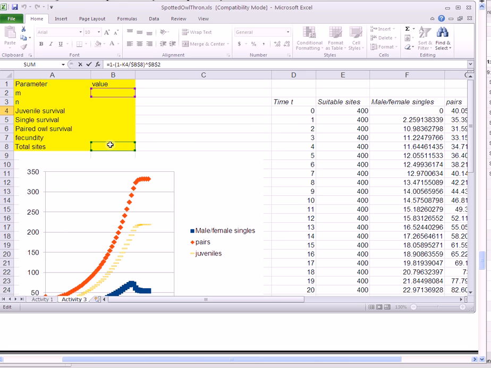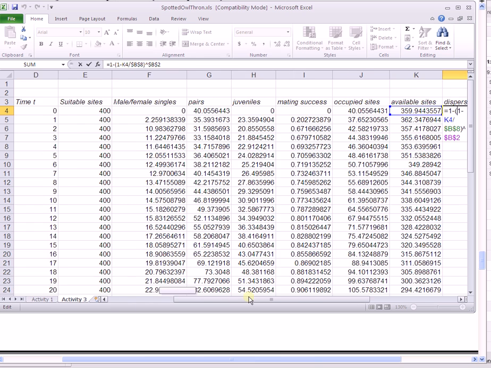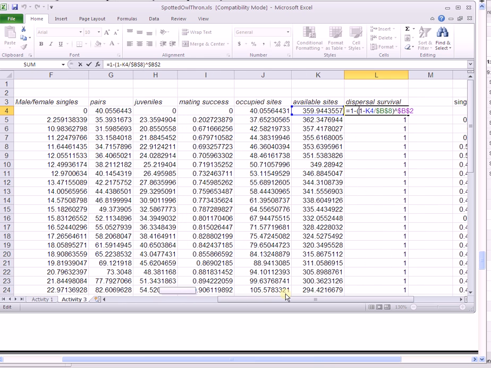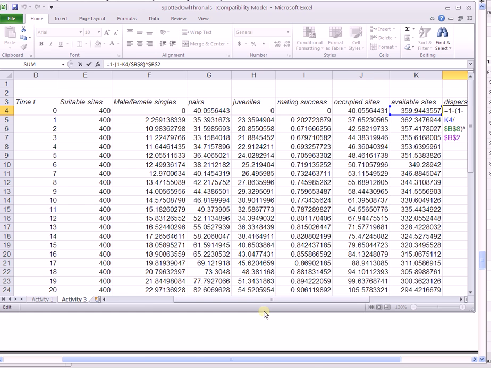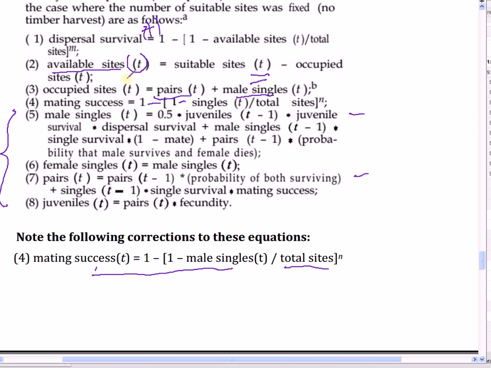I want you to put the value in. And then that's raised to the power of B2. B2 is this value of M. So that's exactly the equation that's given here. Dispersal survival is 1 minus parenthesis 1 minus available sites divided by total sites to the nth power. So you should be able to go through and put equations.